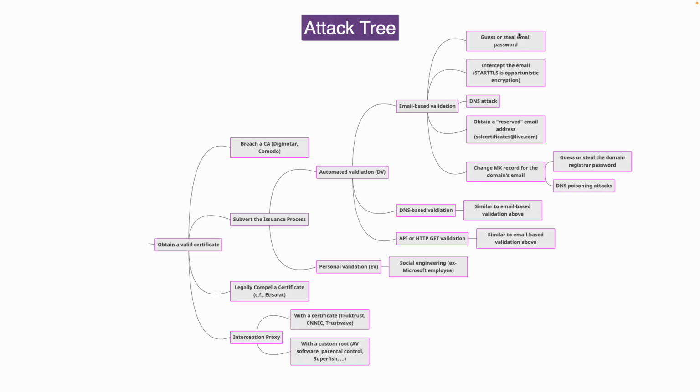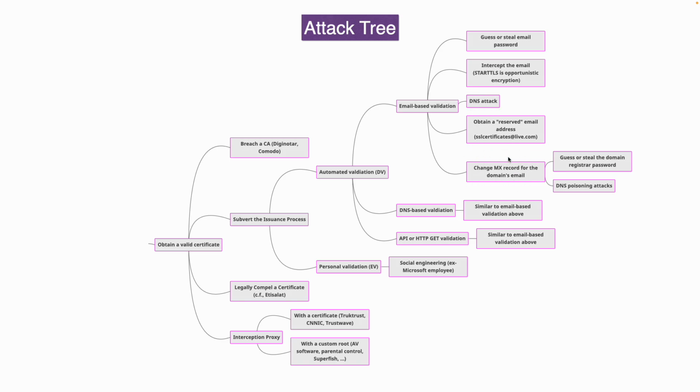So you could guess the password for the email account. You could intercept the email, because email isn't generally sent with end-to-end encryption. There may be some kinds of encryption used, but they're at best opportunistic and not end-to-end, they're link-to-link. You could try to attack DNS, either the registrar or the DNS record itself. You could try to get a reserved email address like admin at domain. That might be hard to get, but sometimes a CA might use some obscure email address, like the example we saw, sslcertificates@live.com.